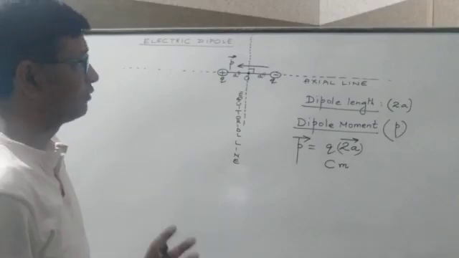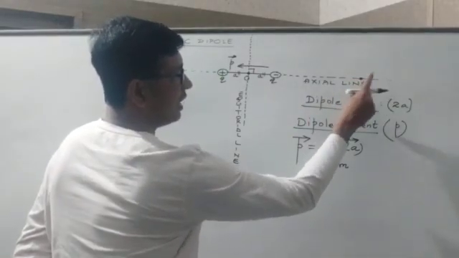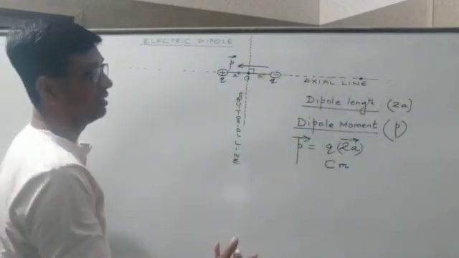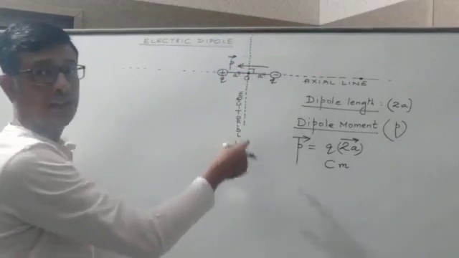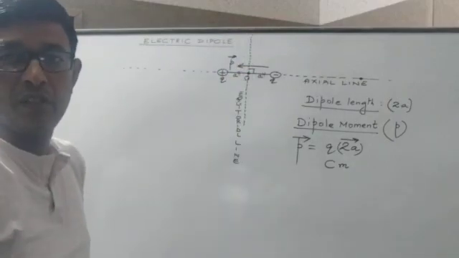So, our objective would be to determine the strength of the electric field at a point on the axial line, and then to determine the strength of the electric field at a point on the equatorial line. So, these are the two articles which we will be discussing.